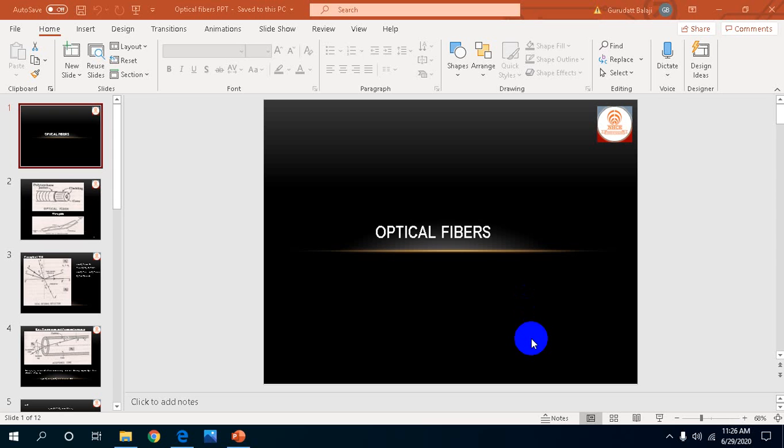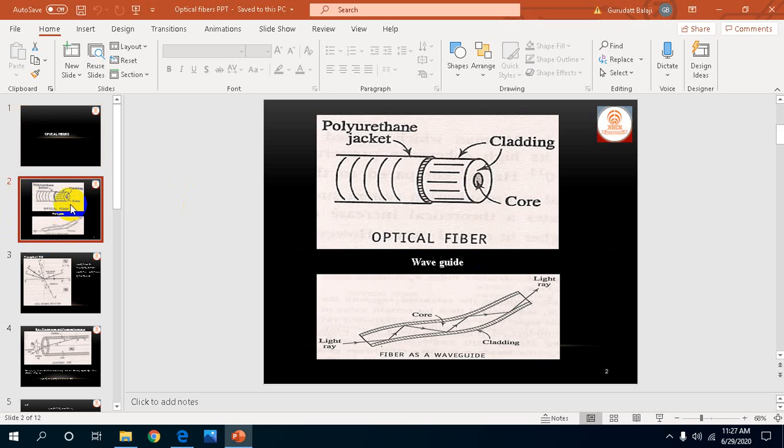The second part of this module is optical fibers. Now we are going to learn about optical fibers. What is meant by an optical fiber? Optical fibers are essentially light guides which are used in optical communications as waveguides. They are transparent dielectrics and are able to guide visible and infrared light over very long distances.